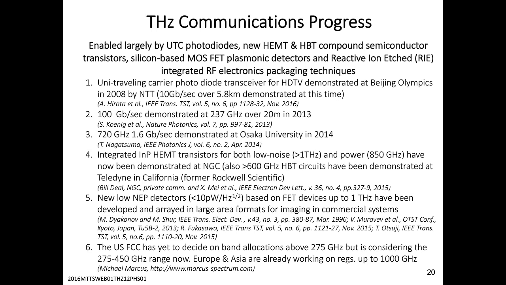And I'll just mention that the US FCC has really yet to do any band allocation above 275 gigahertz, although they're taking comments now and thinking about it. You can contact Mike Marcus. I've left a little reference for him, who used to be at the FCC and is very interested in this idea of allocating band capabilities in the submillimeter regime. Europe and Asia are already working on regulations up to 1,000 gigahertz.